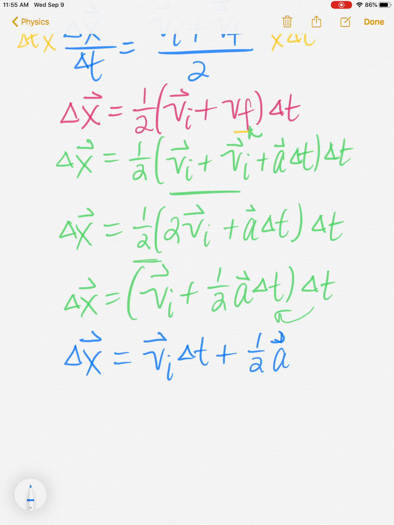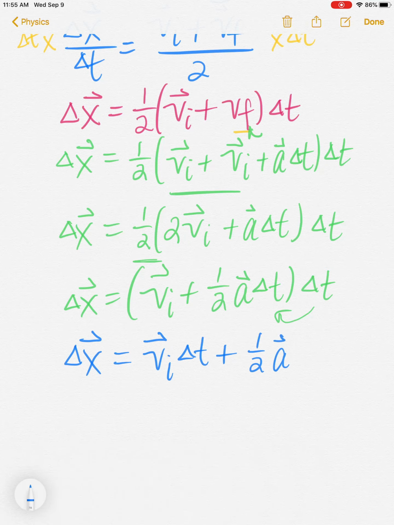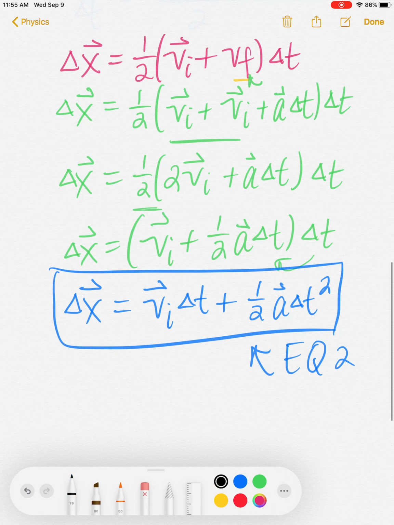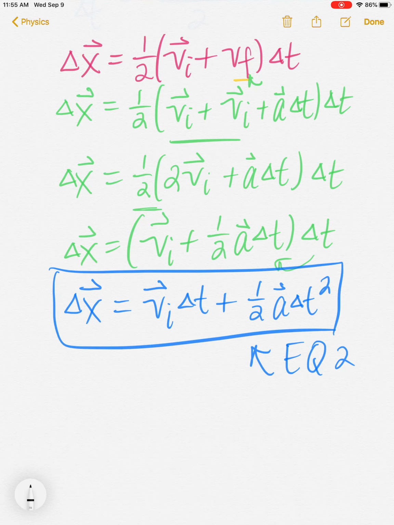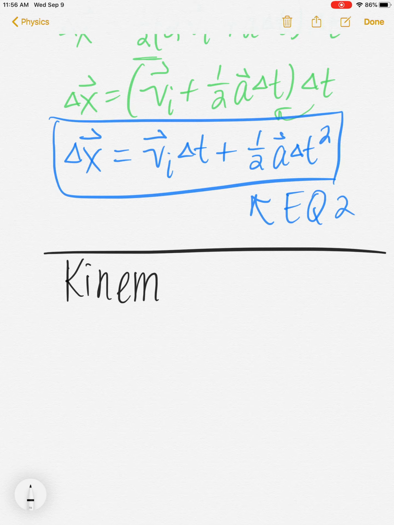Whoops, that's a terrible vector. Here, let me fix that. Acceleration times the change in time squared. Don't forget the squared, that's super important. This is kinematics equation 2. It would be really useful if you were trying to find the displacement of an object and if you didn't know the final speed.